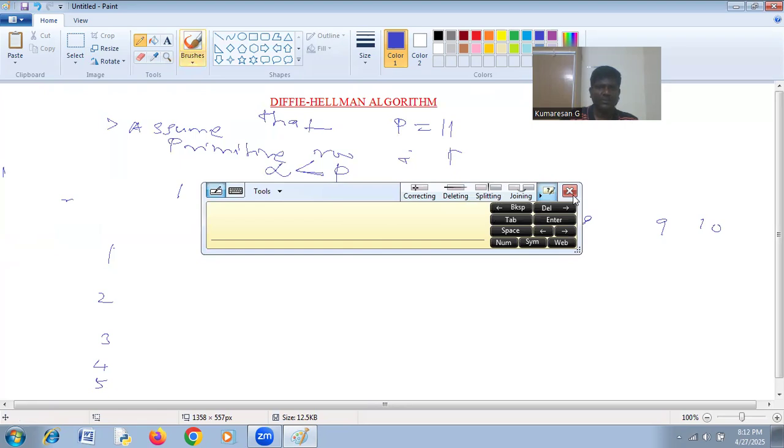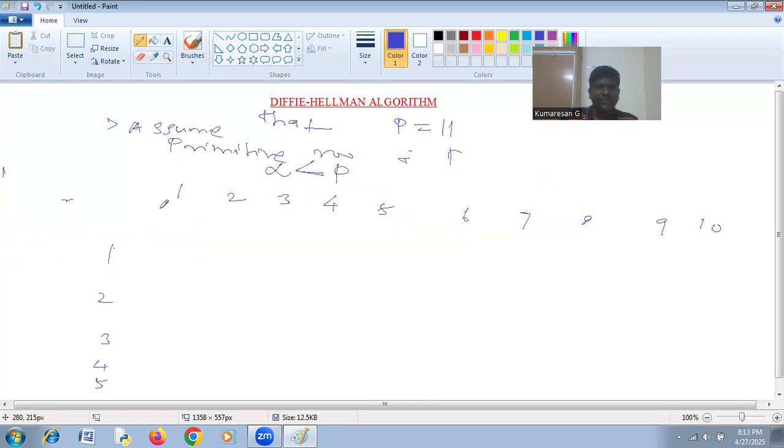Now what we will do is write 1 power 1. So 1 power 1 is 1. 1 power 2 is 1. 1 power 3 is 1. 1 power 4 is 1. Similarly, all the values we will get are 1, 1, 1, 1. So we don't have any problem.